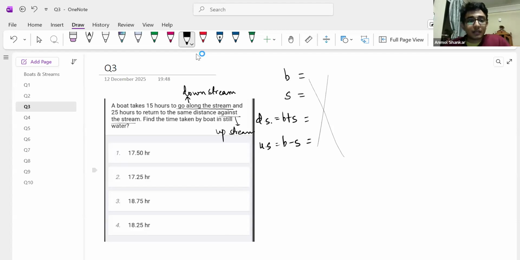So 15 hours to go downstream, 25 hours to go upstream. On average it should take 15 plus 25 divided by 2, which is 20 hours. Upstream takes 25 hours, downstream 15 hours, and the boat in still water should be somewhere between the two. So can it be this arithmetic mean, 15 plus 25 averaging to 20 hours, as the answer?